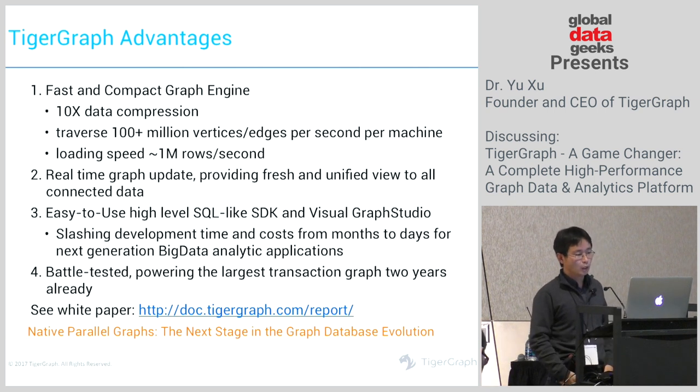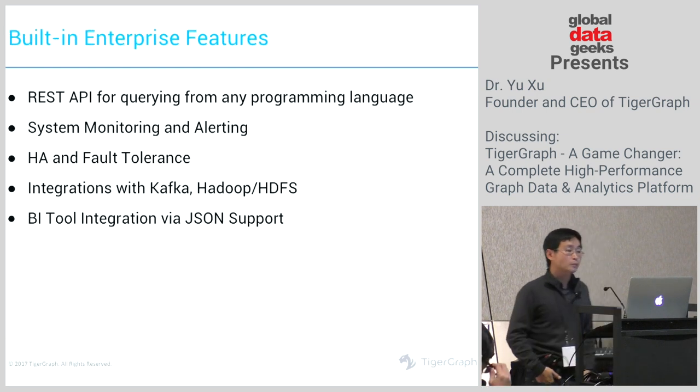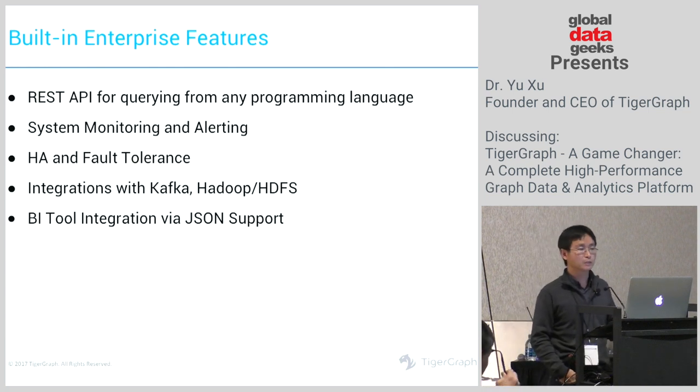And like I mentioned, Alibaba, we have been in production for 2 years. It's a distributed system, C++ based. And for Wish.com, we have been in production for about 3 years now, starting with one small project, then a much larger project, then an even much larger project. We published some white papers on our website. You can go to doc.tigergraph.com/report. You can see more description about what we mean by native parallel graph, how we do that, and why we are fast.